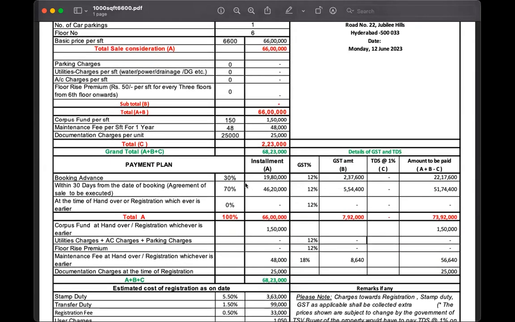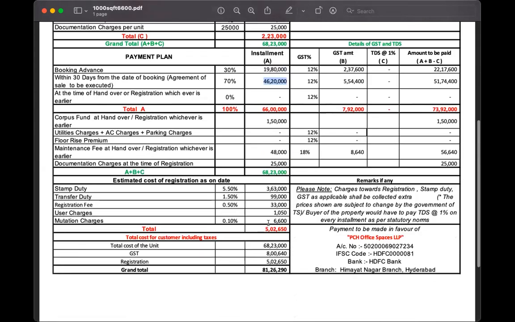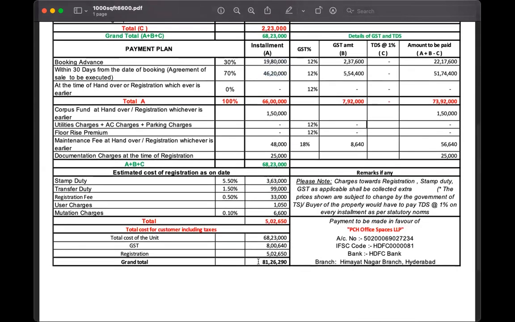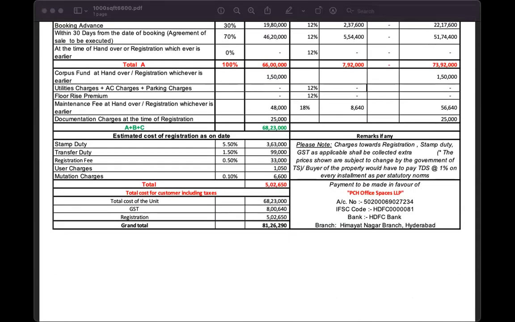is a 5 lakh token amount we have to give within 30 days. Within 1 week, as a completion of booking, we need to pay 19 lakhs as 30%, and within 1 month we have to pay the remaining amount. Including GST and everything, it may come to 81. Currently, because of the Kokapet land, I shared the FAQs, and by December 2025 it will be ready.